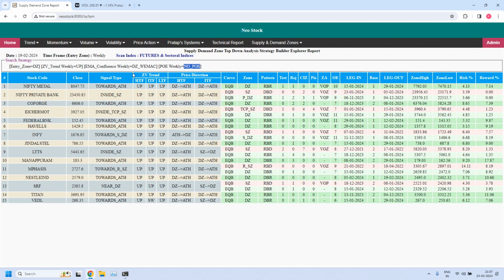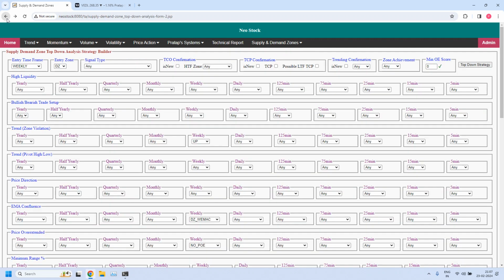To support that, the trend should be uptrend. Exactly the same way, you can look into the reverse also, the downtrend. Is there any price over extension completed for the downside, that is the supply side? That also you can do. How can we check that? Here in the weekly time frame, you will check supply zone. Instead of entry zone, you will use supply zone.